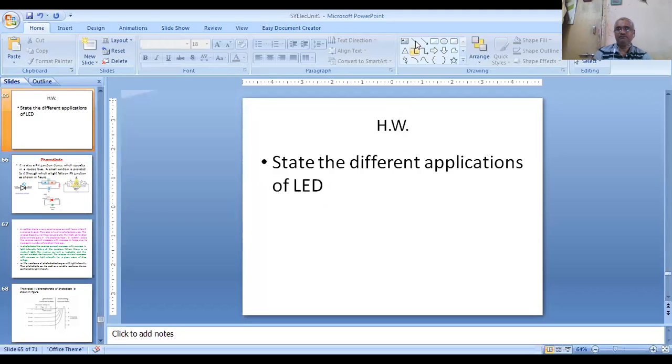The students who have submitted the homework have made some small mistakes. I have asked you to state the different applications of light emitting diode. It is not asked for the features or advantages of the light emitting diode. So you have to write only the applications where the light emitting diodes are used.